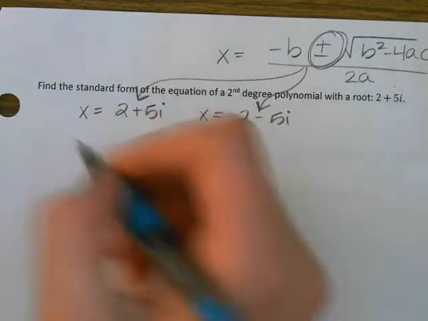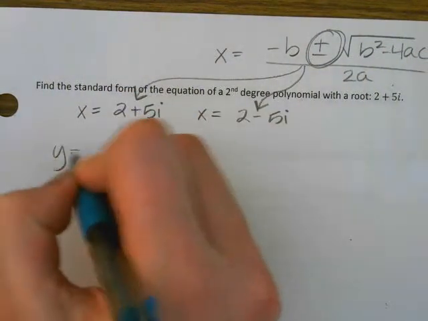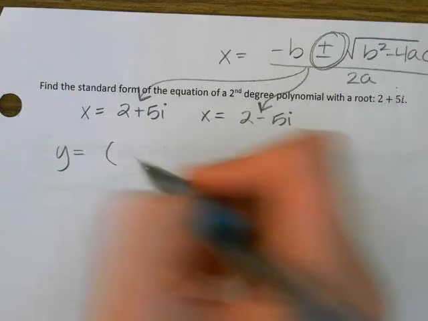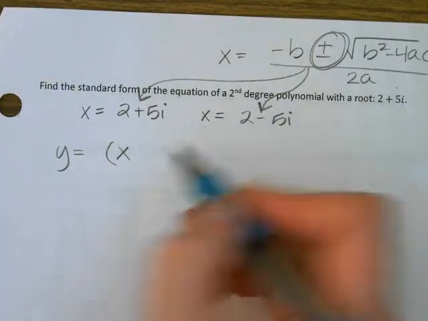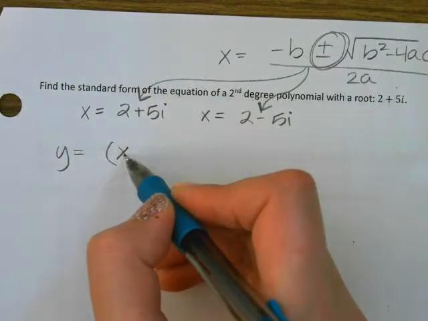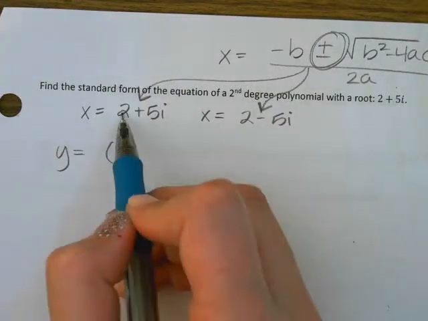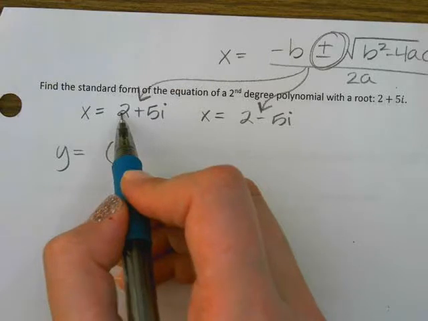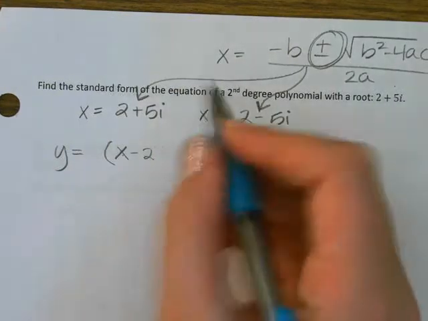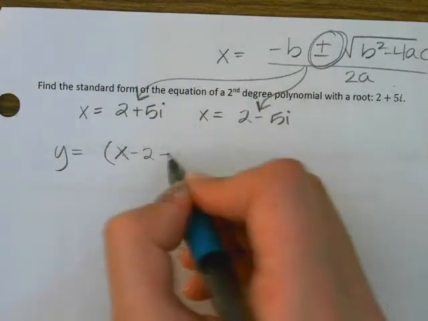All right, so we're going to start off with our parentheses for our linear factorization form. So now you have to be careful because you always have to make sure you have an x in there. And you have to make sure you do the opposite of both of these things. So the opposite of positive 2 is negative 2. The opposite of positive 5i is negative 5i.